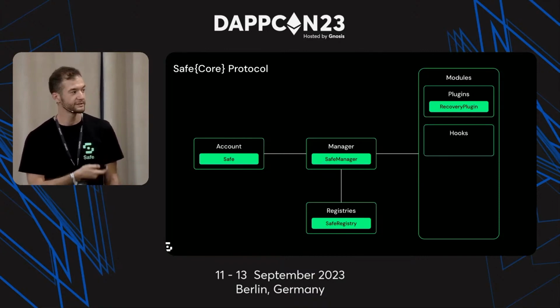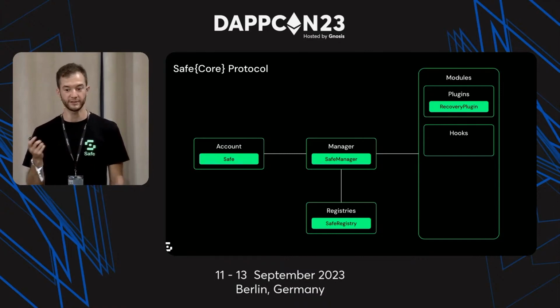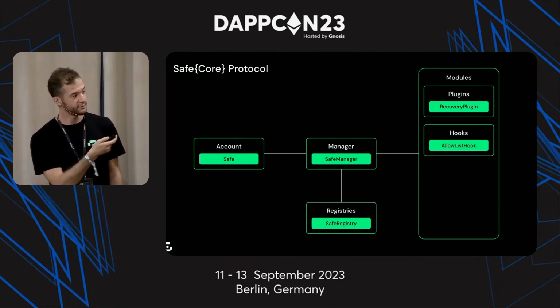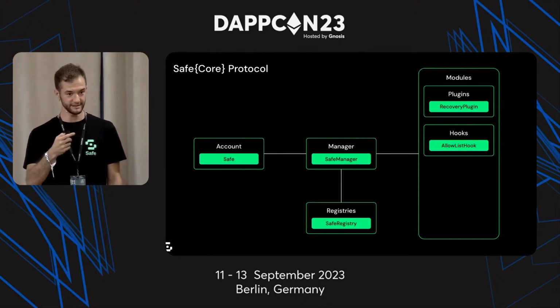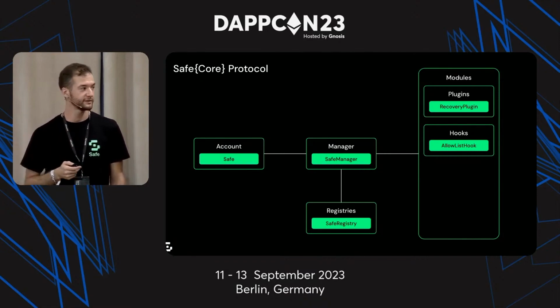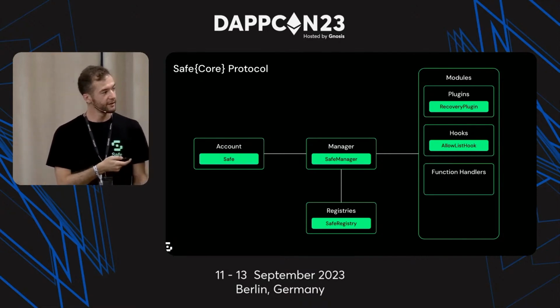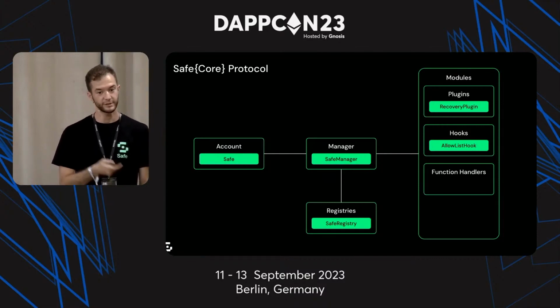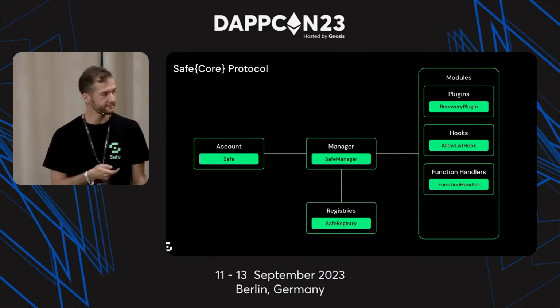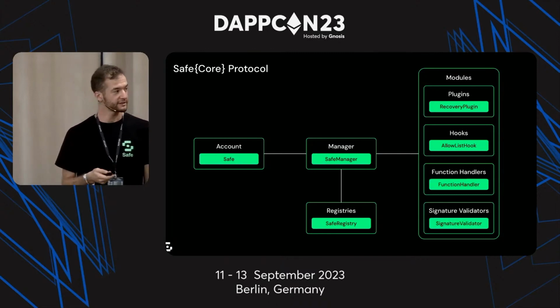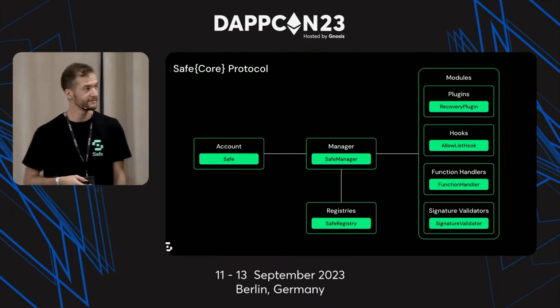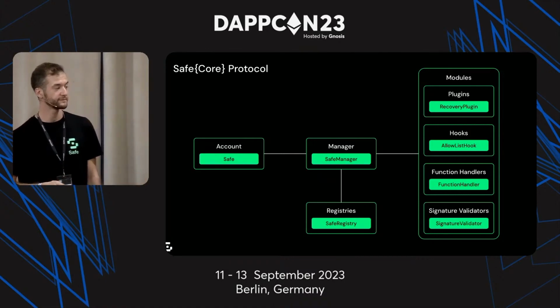We also have hooks. Hooks would be very similar to the transaction guard. So we can have here an allow list hook that will check the destination address for every transaction and act on that. We also have function handlers, which are similar to the fallback handler. And we have the signature validators and some others. In the future, we will be able to have more different types of modules.